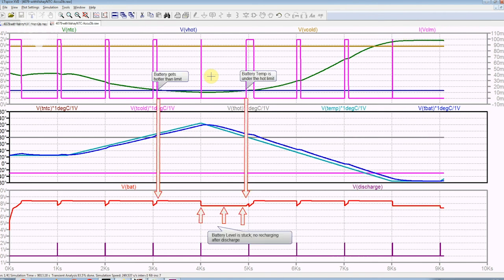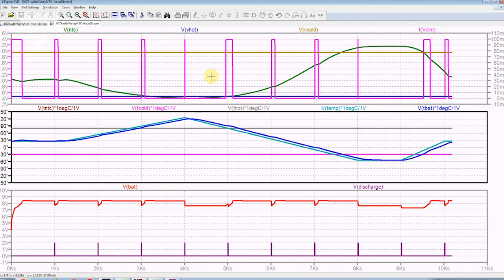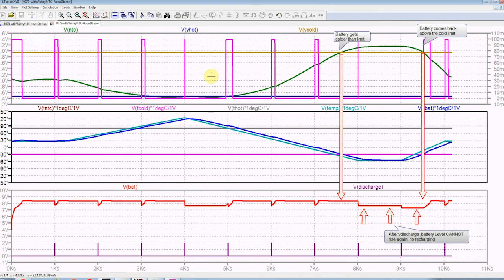After the ambient temperature has gone above the higher limit, we see that the battery level remains stuck at the discharge level as long as Tbat is higher than 80 degrees C. The same process happens for low temperatures. No charge happens until the battery temperature rises above the lower limit.